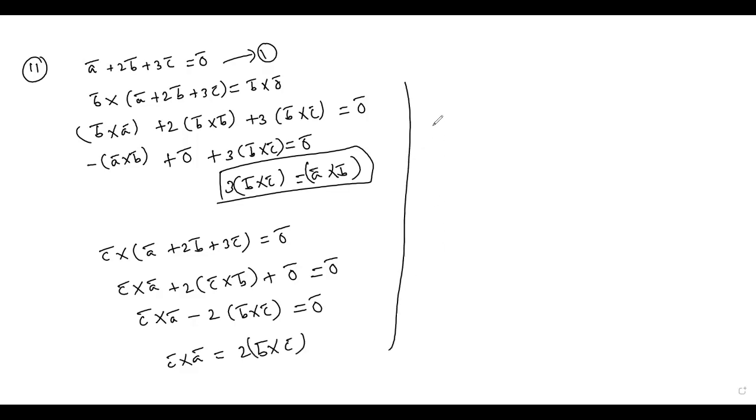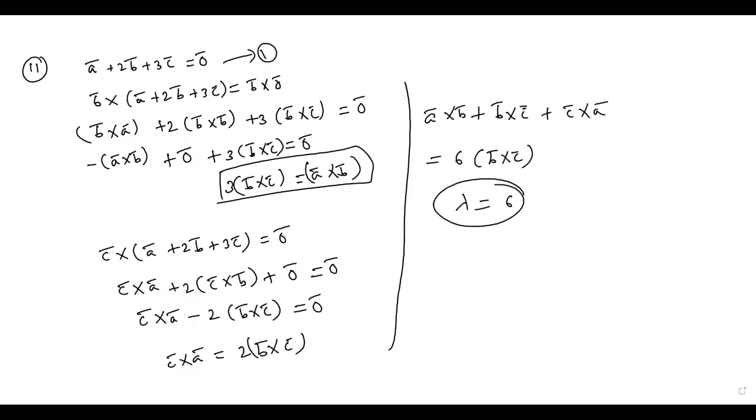Now we need to find which one? A bar cross B bar plus B bar cross C bar plus C bar cross A bar. A cross B is 3 times of B cross C. C cross A means 2 times. One more this one. Total how many times? 6 times of B bar cross C bar. Let's say lambda value how much? 6. Among the options, 6 is there. So option D is the correct one.